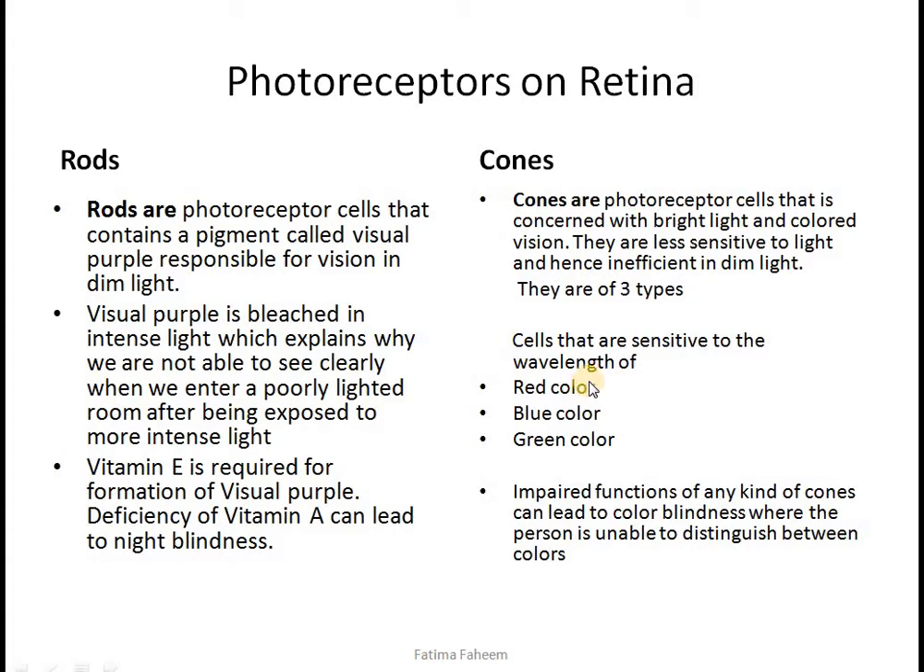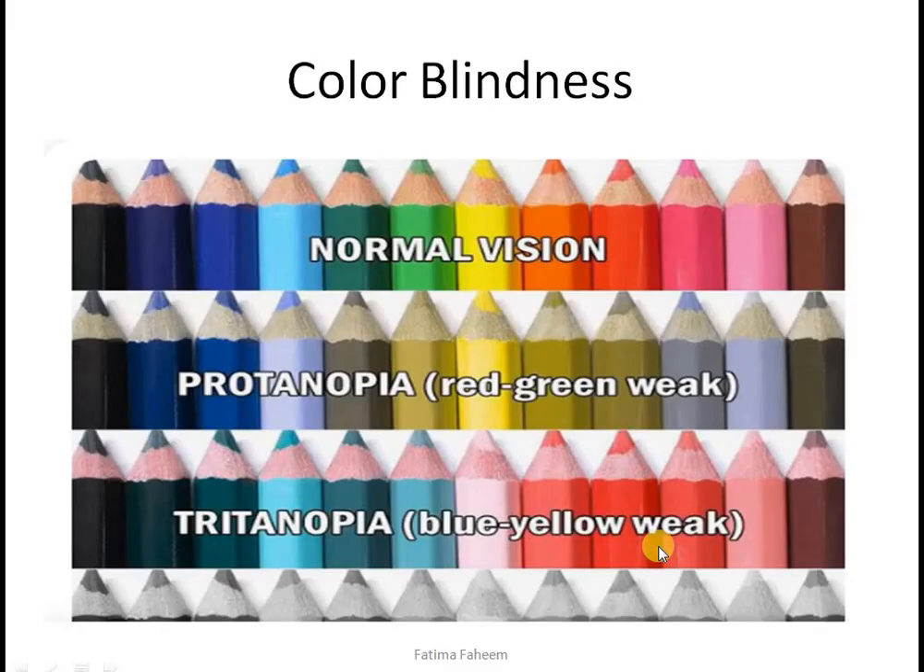So if you, God forbid, have some impairment in these photoreceptors, you would have color blindness, which is the inability of a person to distinguish between different colors. For instance, I have given you the diagrams here. Since they are not part of your syllabus, I am not going into the detail, but I am giving you a view of what color blindness is.